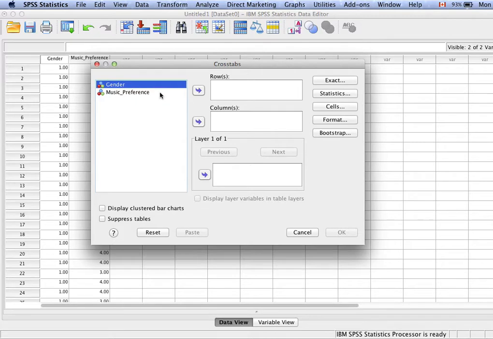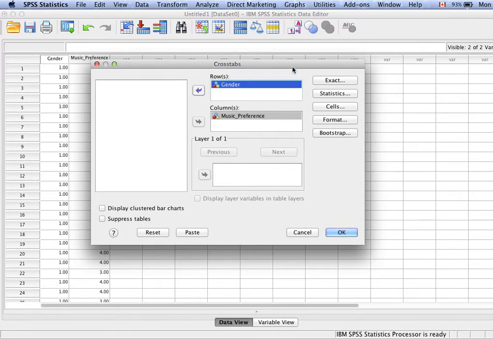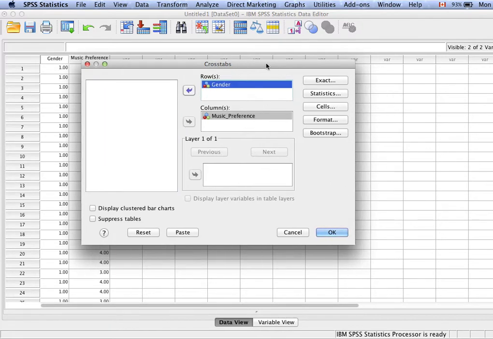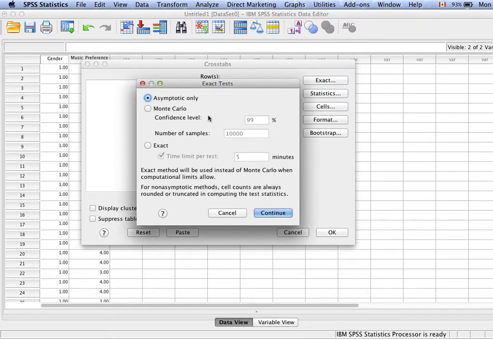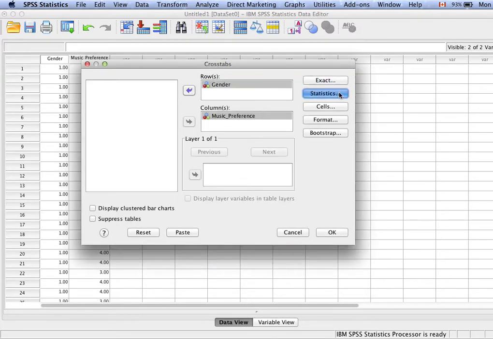So I'm going to put the wider one, the one with more levels, so more categories, in the column selection, and then gender will go in the other one because it only has 2. So we have a few options that we need to select. We'll just go through each of the tabs. We don't need anything under Exact.